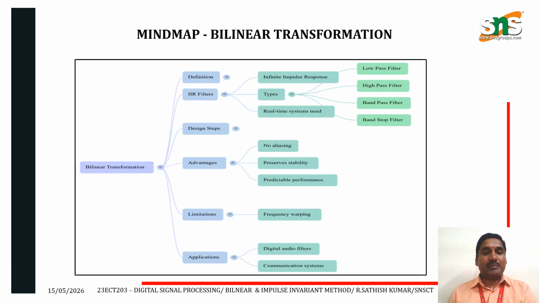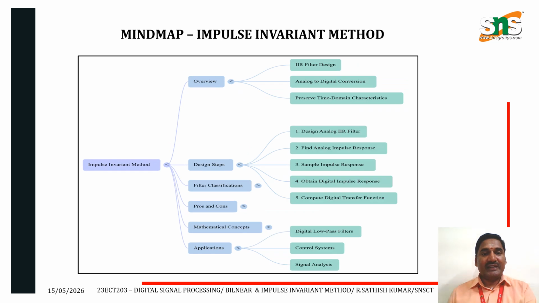Next one, this is the mind map of bilinear transformation. It can be defined as IIR filters, infinite impulse response, with types low pass, high pass, and band stop. Advantages: no aliasing, preserves stability, predictable performance. Limitations: frequency warping. Applications: used in digital audio filters and communication systems.